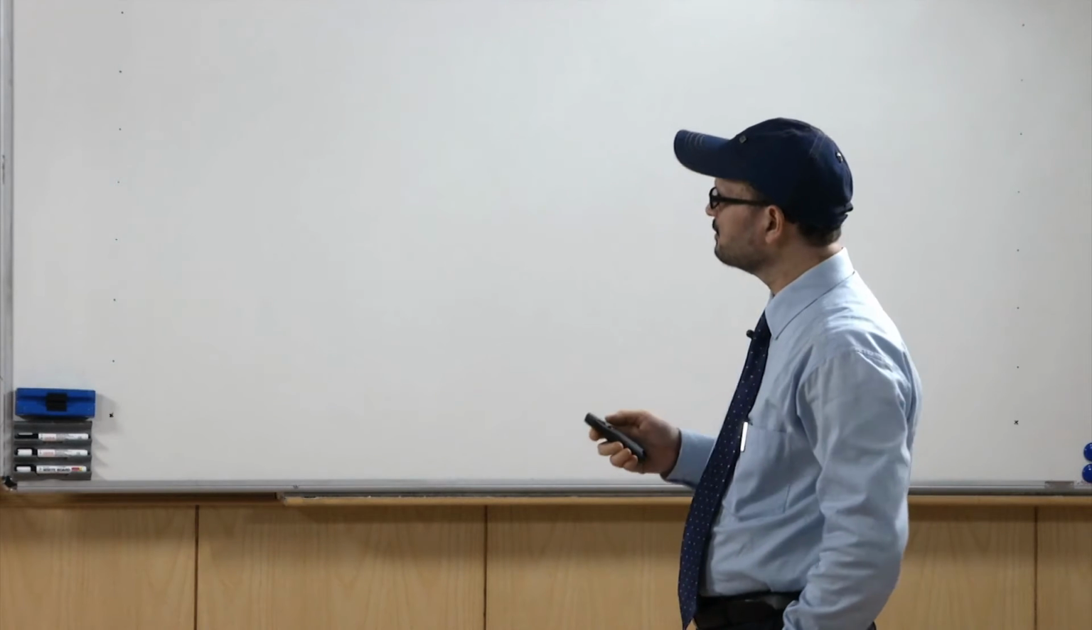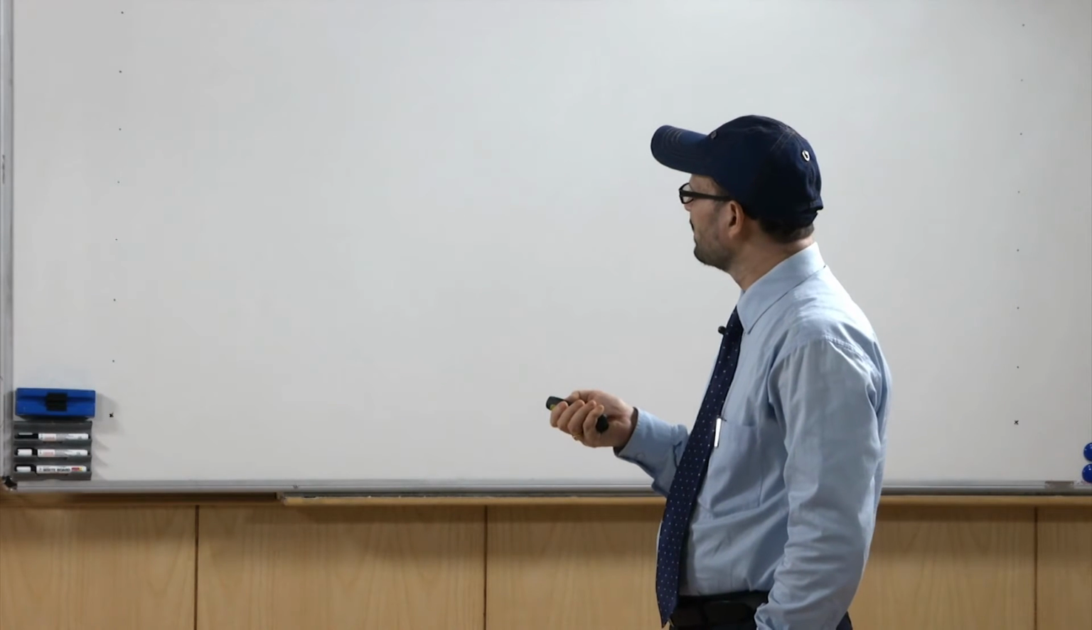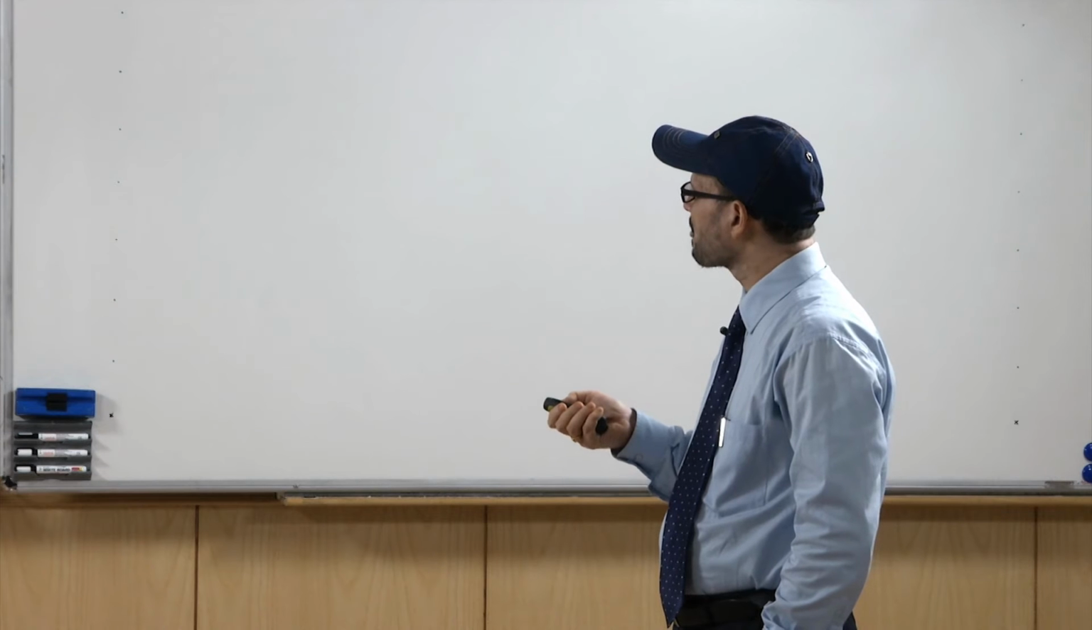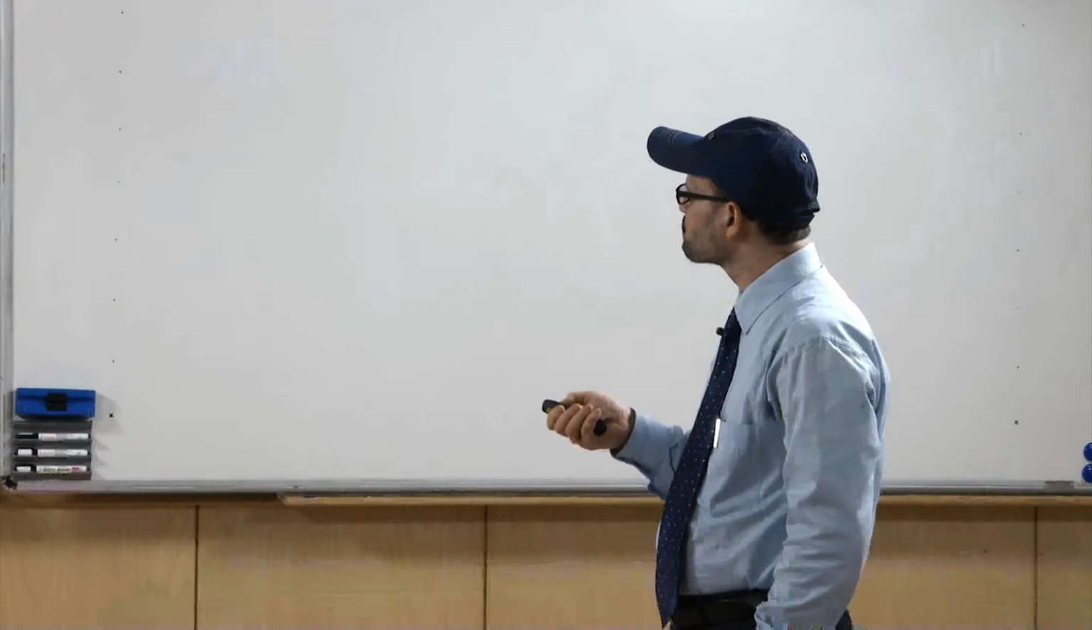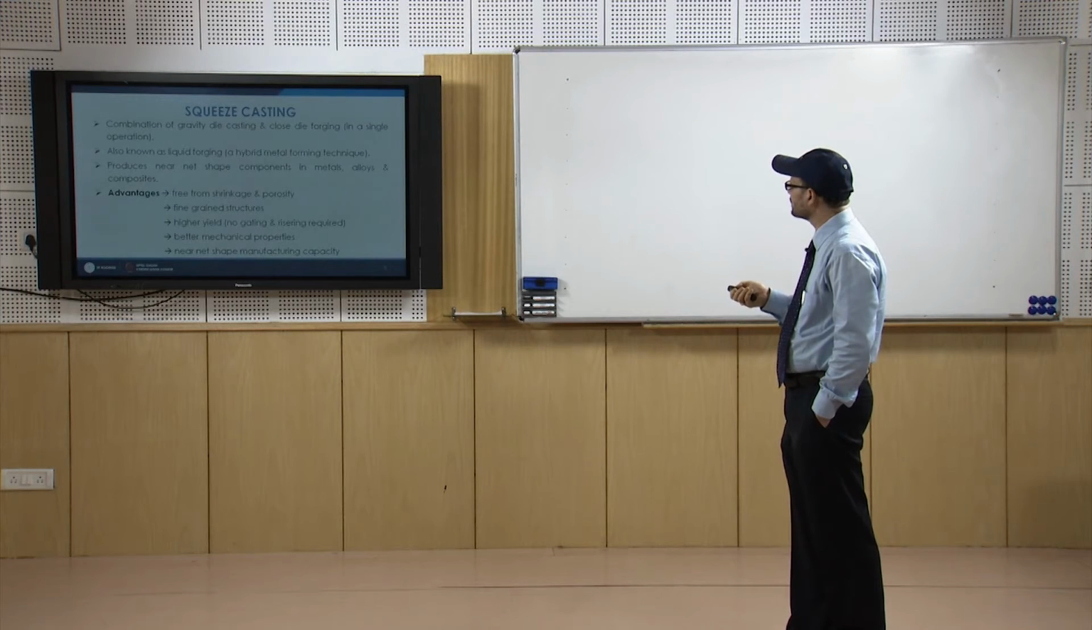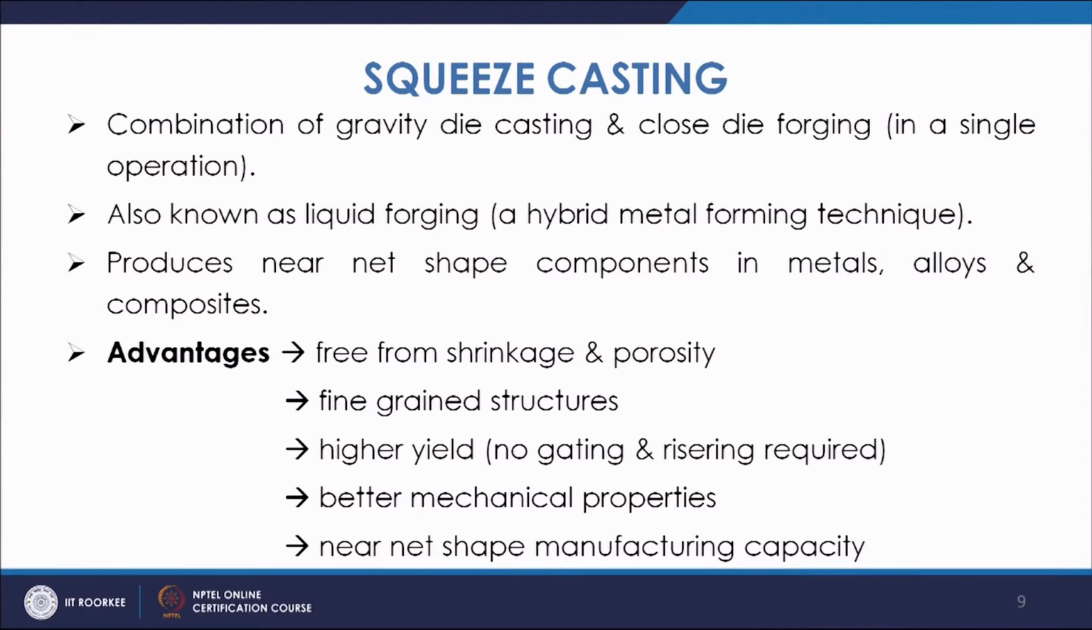But in this case, basically this method is the mixture, or the combination, of these two processes. It is also known as liquid forging, a hybrid metal forming technique. Liquid forging means the forging process is carried out when the metal has certain liquid fractions.